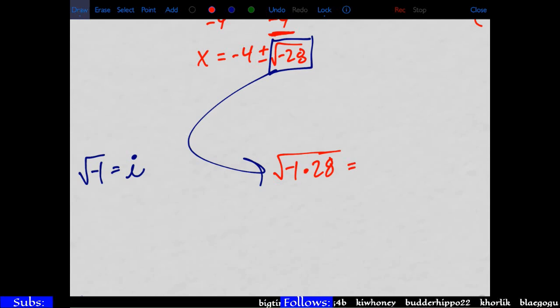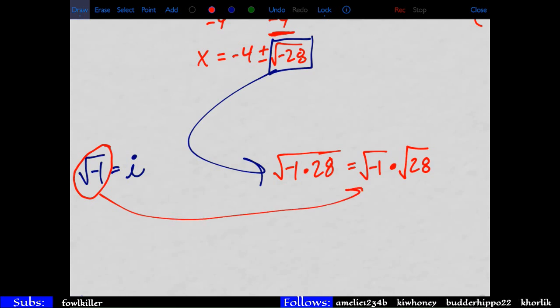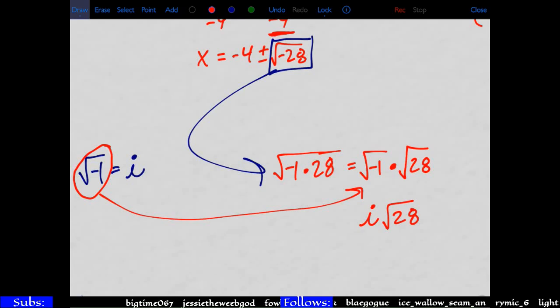Then we use our product property of radicals that says I can split up two numbers that are multiplied into their own radicals, like this. And since we have a name for the square root of negative 1, i, I can replace my square root of negative 1 with i. So it's i root 28. The last thing to do is simplify the square root of 28. You can use a calculator or what you know about factor trees to say this is 6 times 4, and I know the square root of 4 is 2.